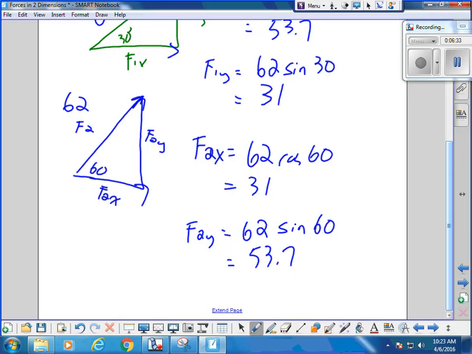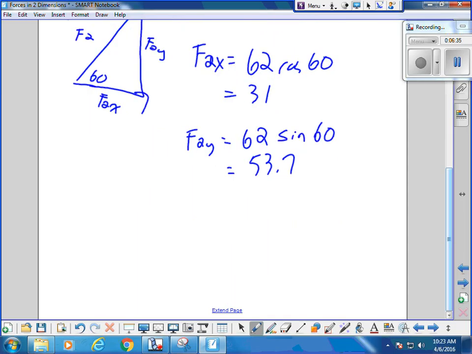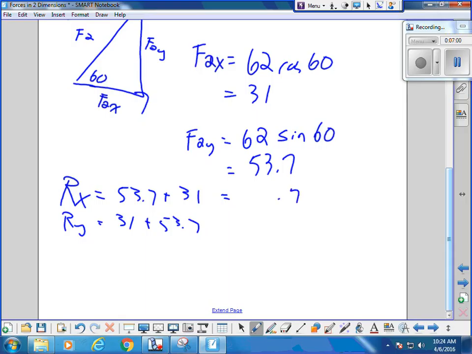We're just doing vector addition here, that's all it is. Okay, so resultant x is going to be 53.7 plus 31, and resultant y is going to be 31 plus 53.7, right? See if I can do that in my head. 84.7. Both the same, to the right and up.